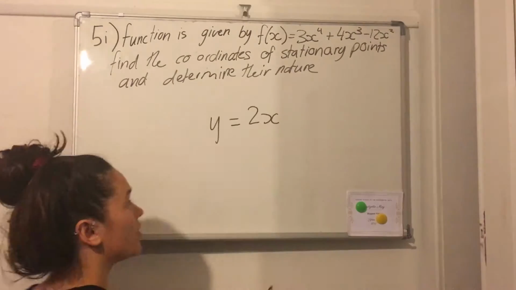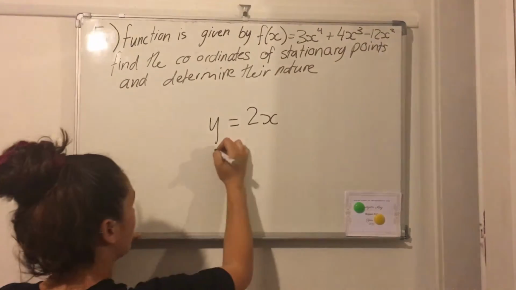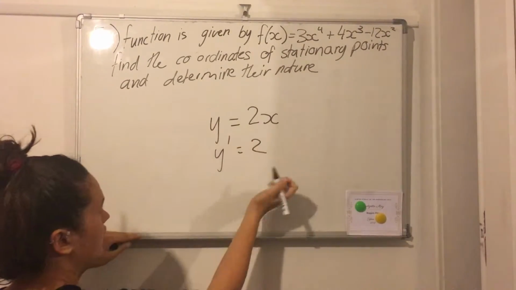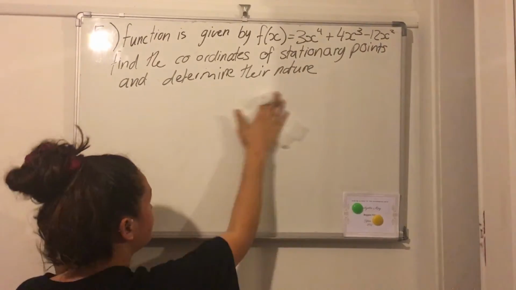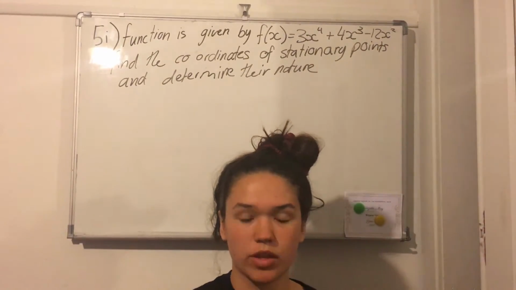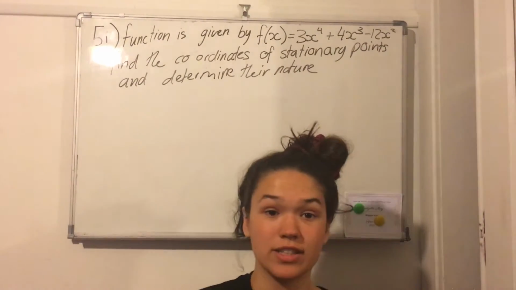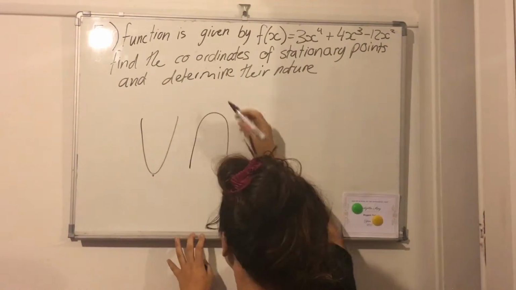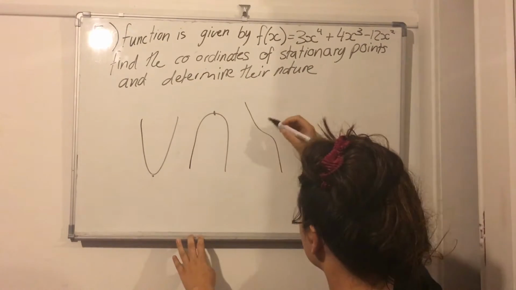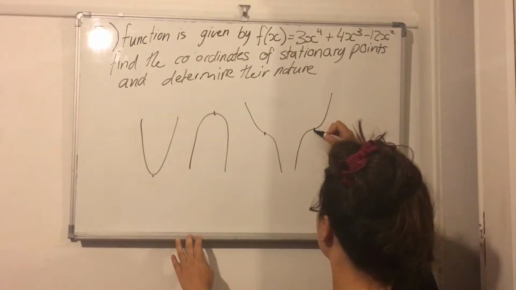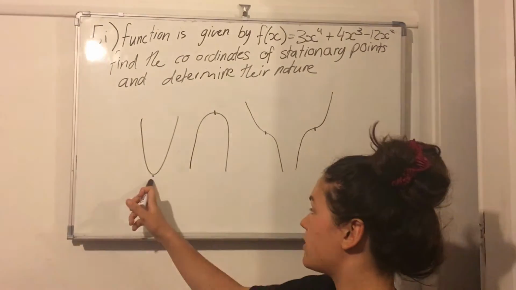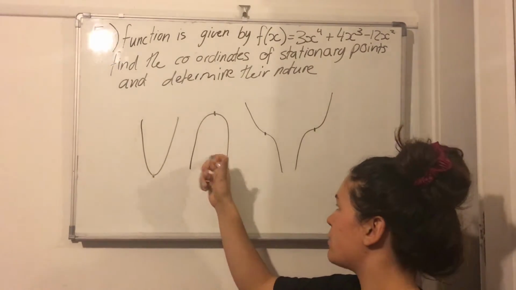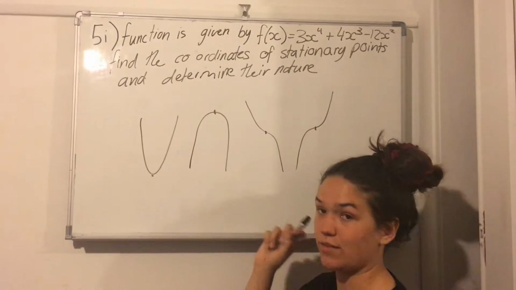For example, if you're going to derive this line, it'll give you the gradient, which would be 2. A stationary point is a point on any line where the gradient is equal to 0. On a function, this can look like this, that point there, this point here, this point here, this point here. All of these points are where the gradient would be equal to 0. This one is called a minimum, this one's called a maximum, and these are both called horizontal points of inflection.